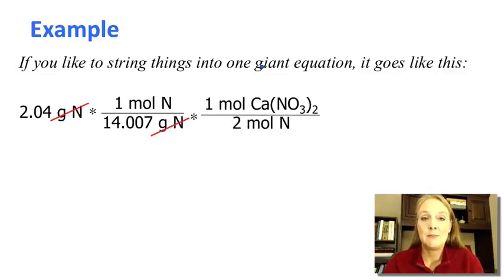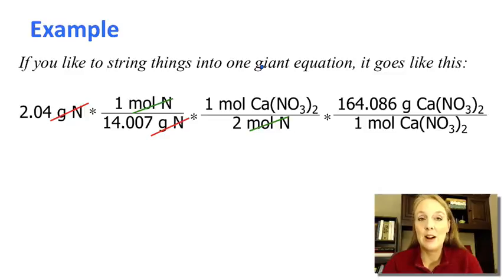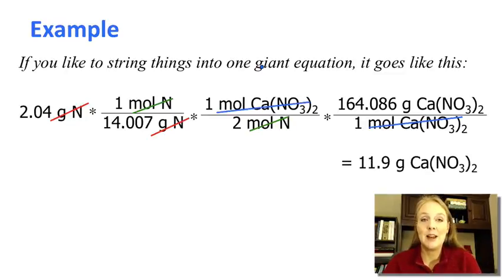my grams, with the ratio that 1 mole of calcium nitrate has 2 moles of nitrogen atoms. Now I can cancel out the moles of nitrogen. And ultimately I would like to have grams of calcium nitrate, so I can multiply that quantity by the molar mass of calcium nitrate. This is all of the calculations I did on the previous slide wrapped up into one, and it should give me the same result. The final unit is going to be grams of calcium nitrate, and the answer is still 11.9 grams of calcium nitrate. So it worked out just as I expected.